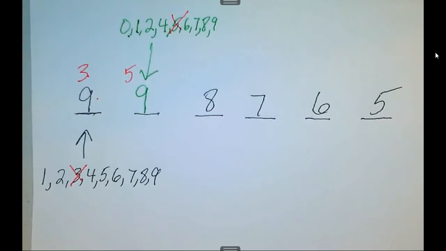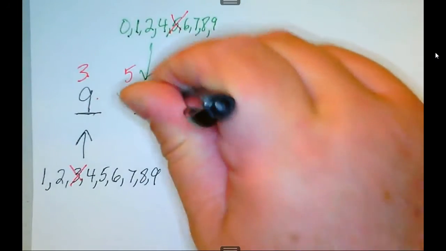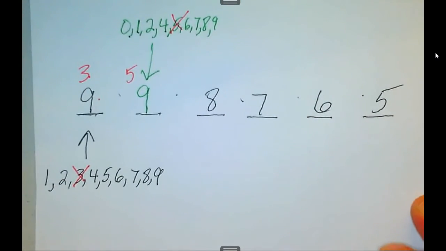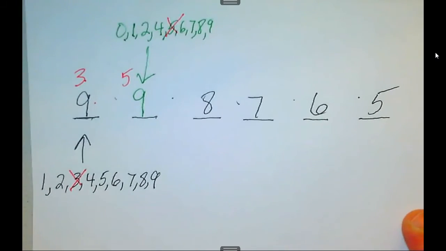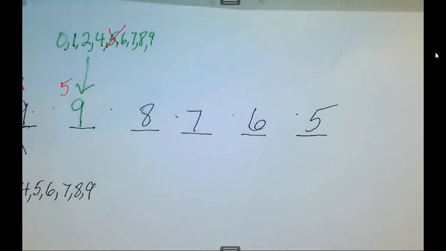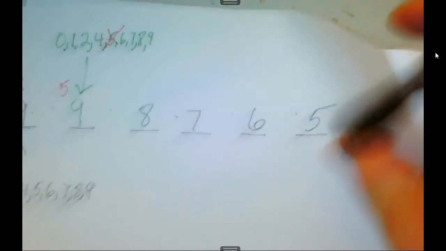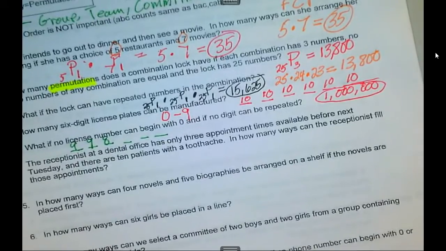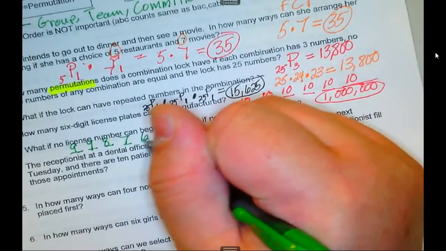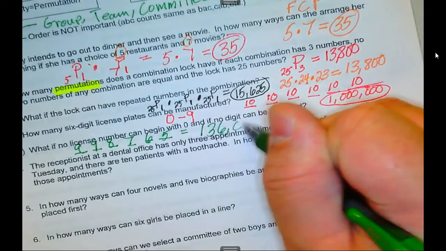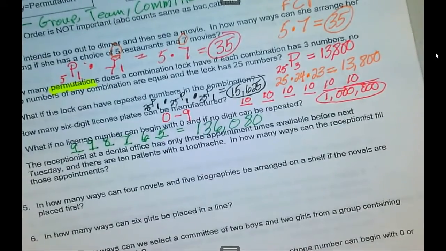Okay. Put that in your calculator. What do you get? Use a fundamental counting principle. 9 times 9 times 8 times 7 times 6 times 5. 136,080. Those are the choices you have.